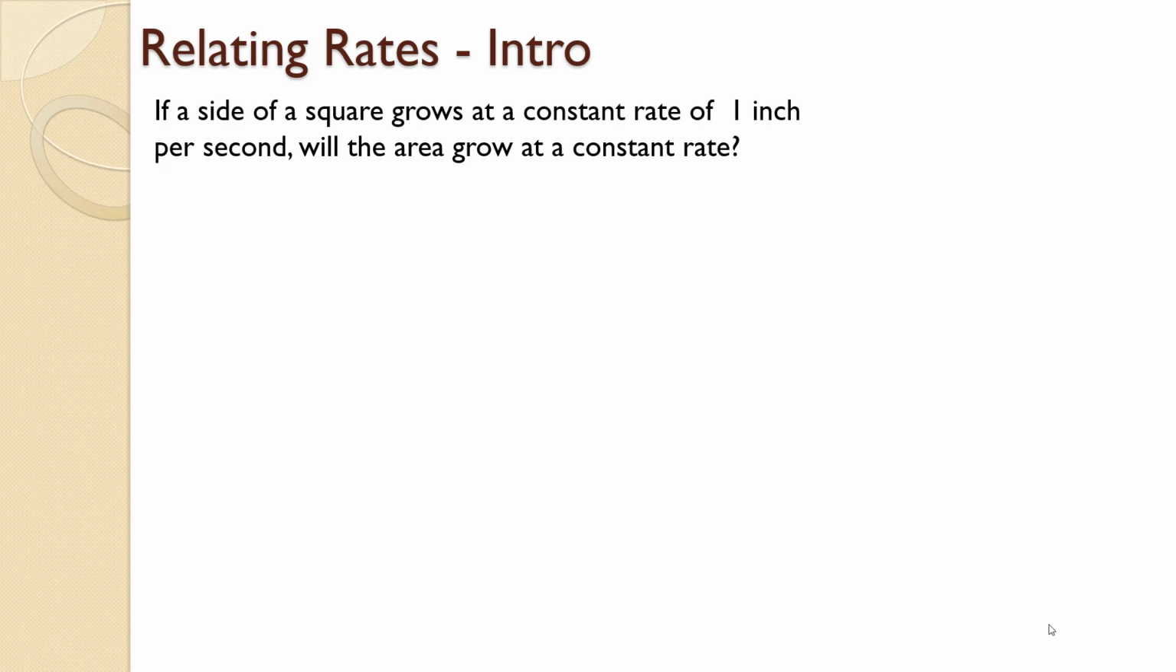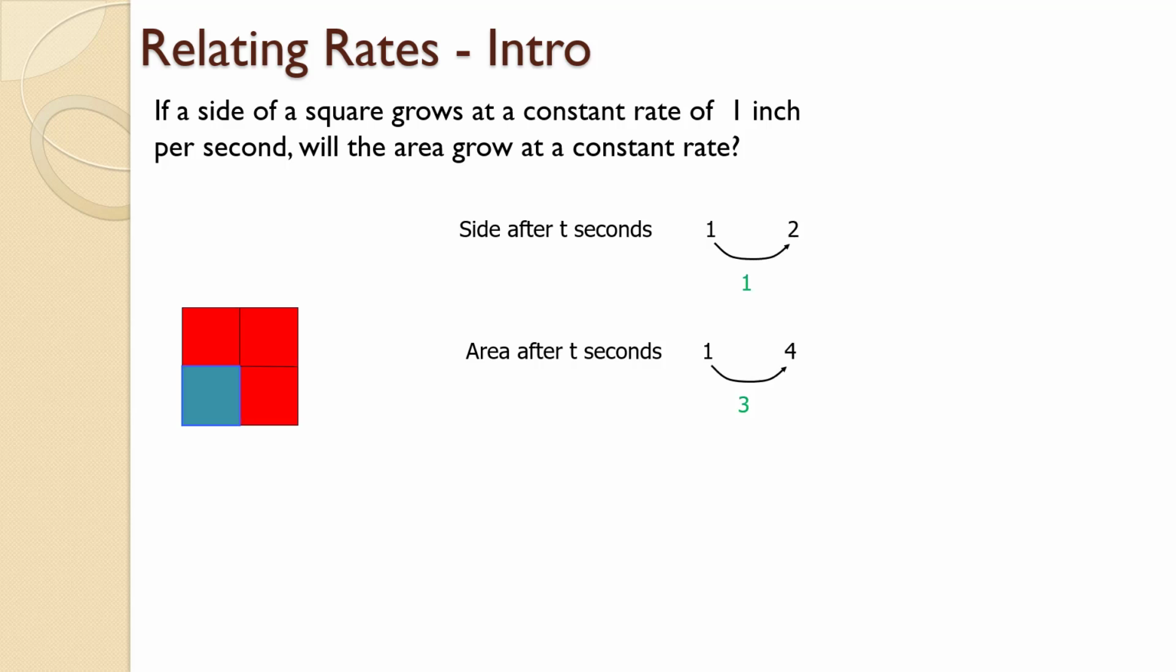Now, in order to investigate this, let's let 1 second pass. When that happens, the side of the square is now 1 inch, and the area of the square is now 1 square inch, as you can see here in my picture. But if another second passes, the side grows to 2 inches, while the area grows to 4 square inches. That's a change of 1 inch for the side and a change of 3 square inches for the area.